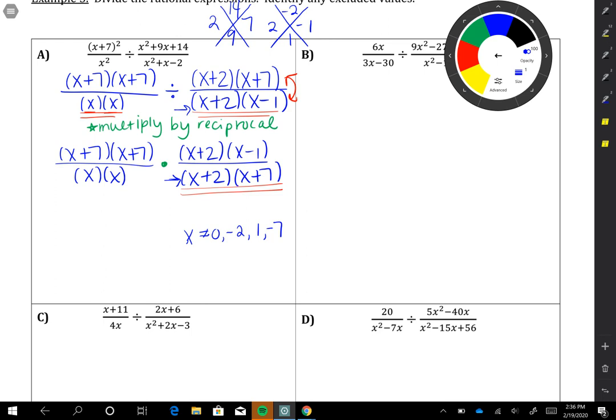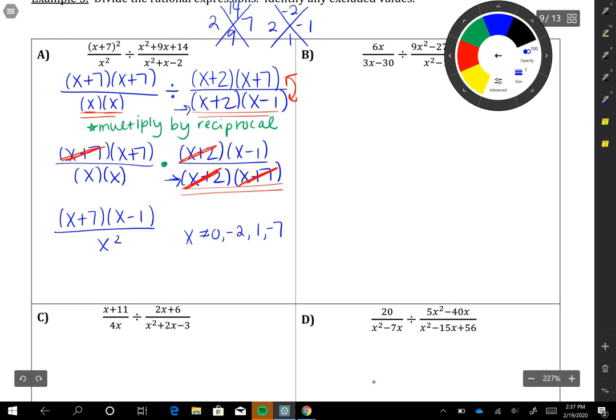Now we can go ahead and start simplifying, crossing out anything that is common in the numerators and denominators. I can see right off the bat that I have an x plus 7 that can cancel with this x plus 7. These x plus 2's can also cancel. And that's all I have. So left in the numerator, I have x plus 7 times x minus 1. In the denominator, I have x times x, but just write that back as x squared. And that's such that x cannot equal 0, -2, 1, and -7.